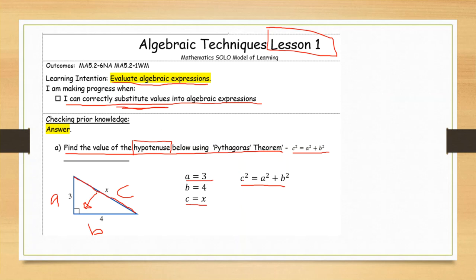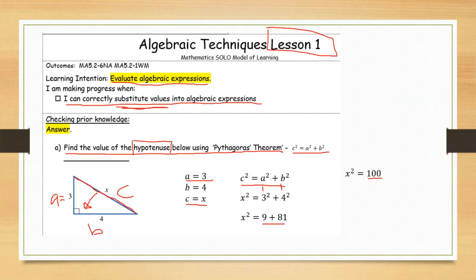So instead of C, we have x. Instead of A, we have 3, because A equals 3. Instead of B, we have 4. And then we solve the equation. So x squared equals 9 plus 81. 9 plus 81 is 100.